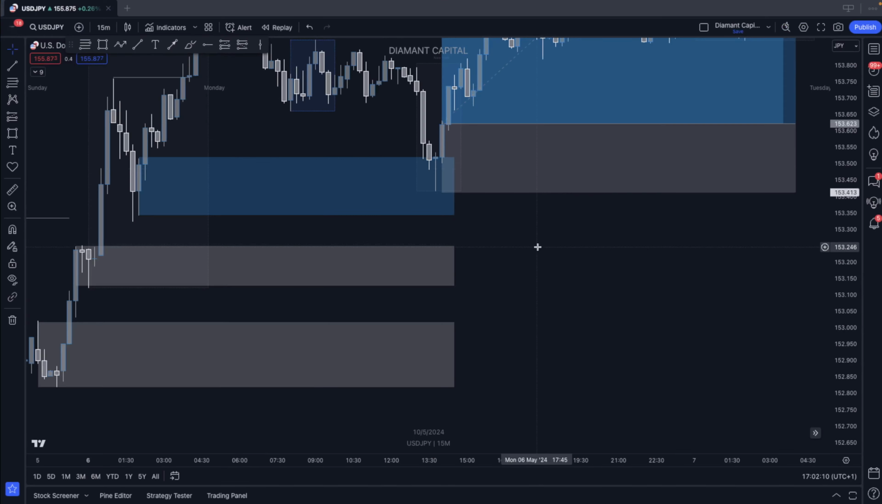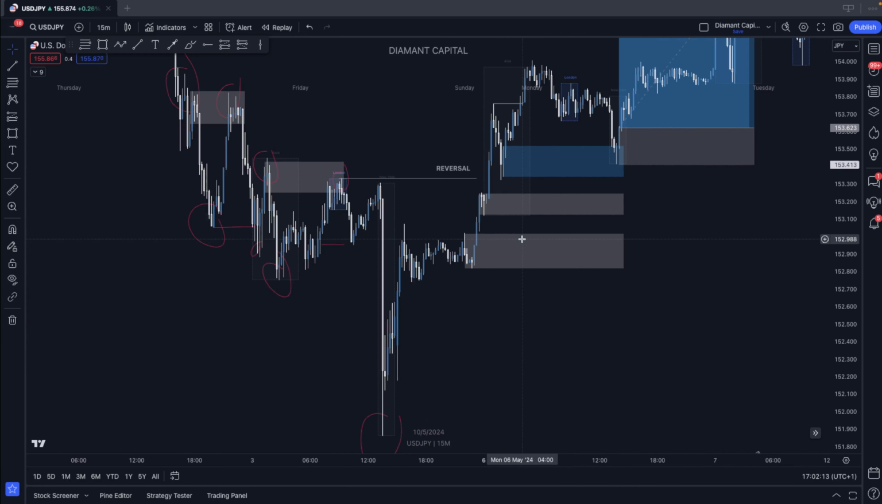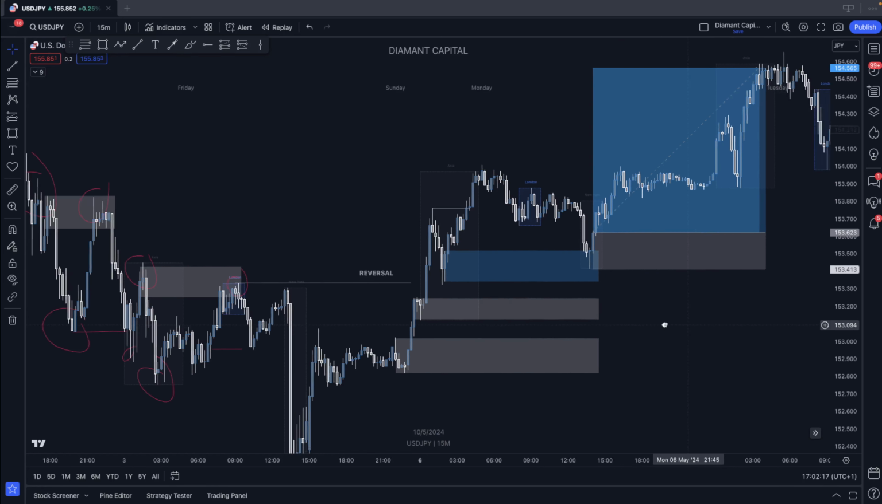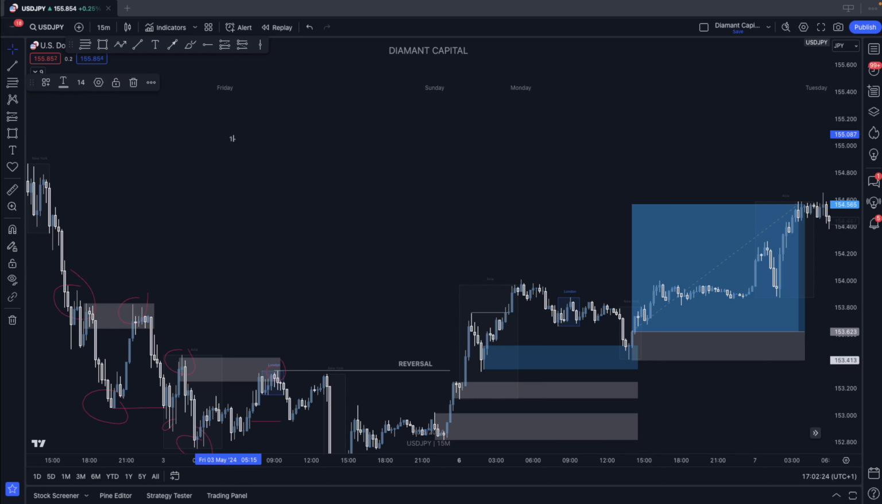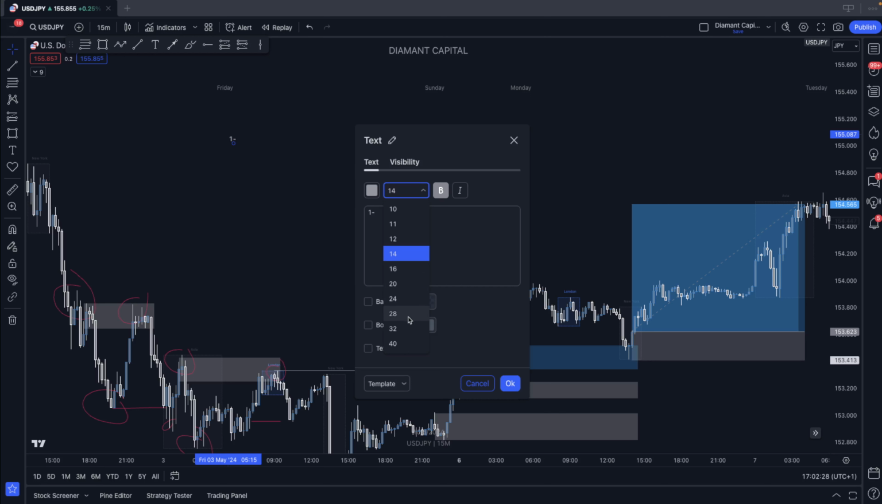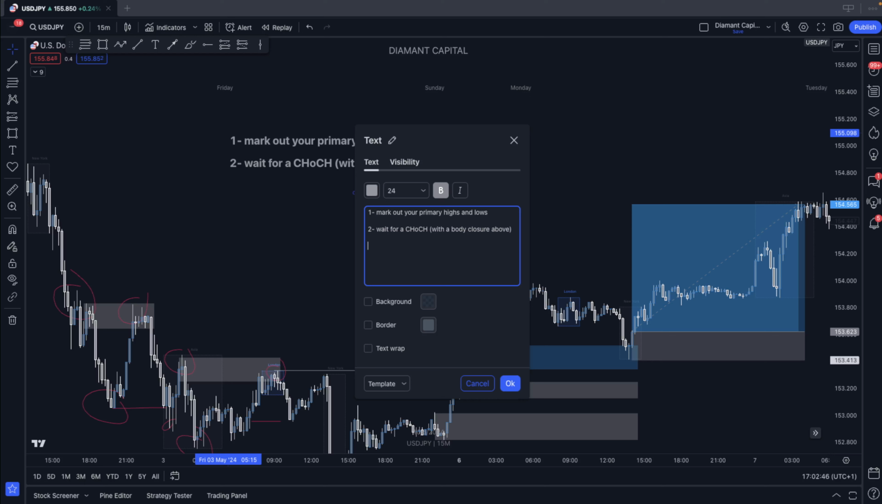Again, in terms of my personal strategy, it is built on a few models, and obviously we do have a few more intricate things that we look at. But if you are going to simply follow the change of character model, this is what you want to be looking at. Let me actually write this down for you, and let's increase the size so it's easier for you all to see. Number one, mark out your primary highs and lows. Number two, wait for a change of character with a body closure above. Let's say, for example, we are looking for buys. Number three, we are going to then assume we are only looking for buys. Number four, mark out your points of interest.